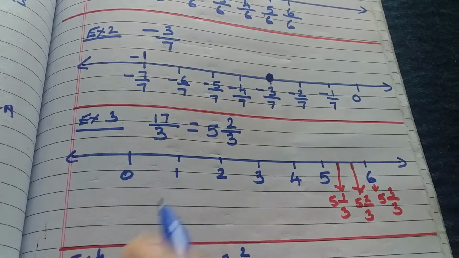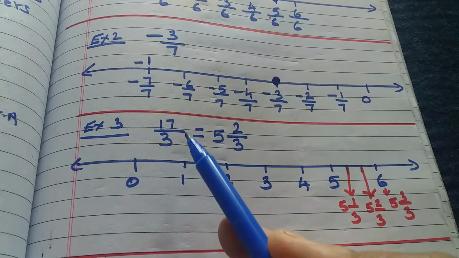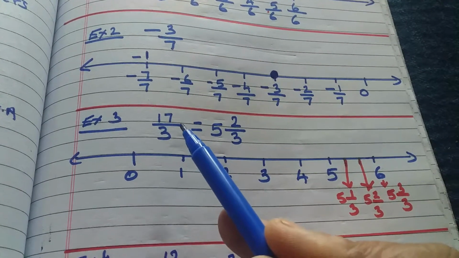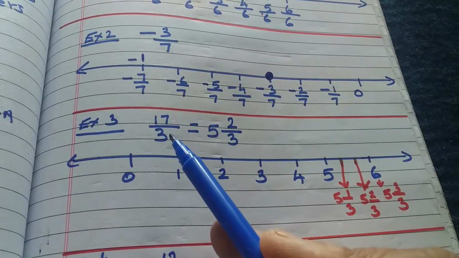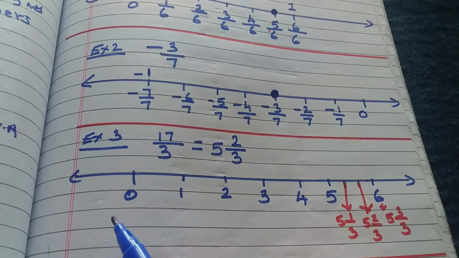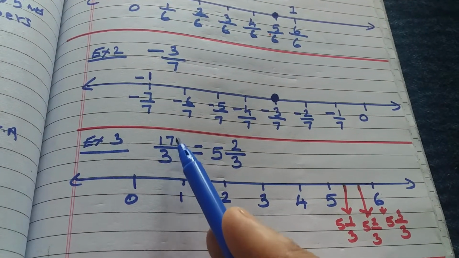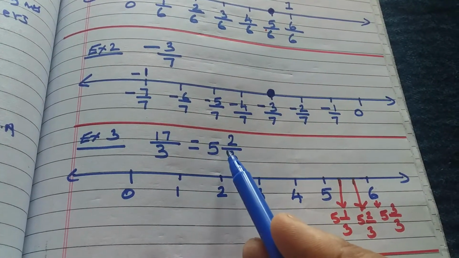Now see 17 by 3. The numerator is greater than the denominator. It is an improper fraction. So as it is, we don't know where the number lies. So what should we do? Convert this improper fraction into a mixed fraction.